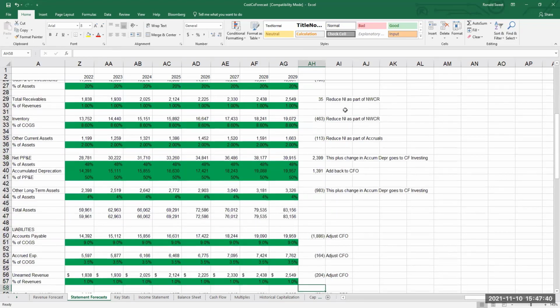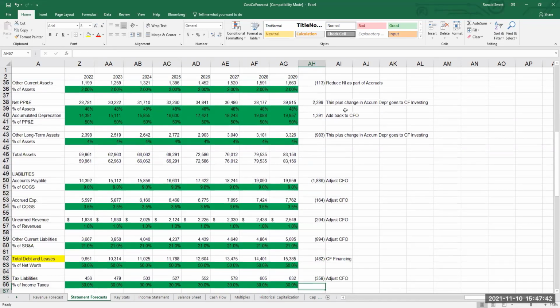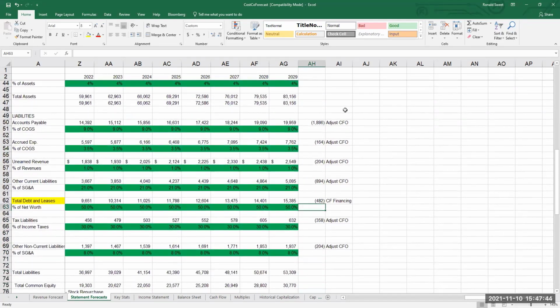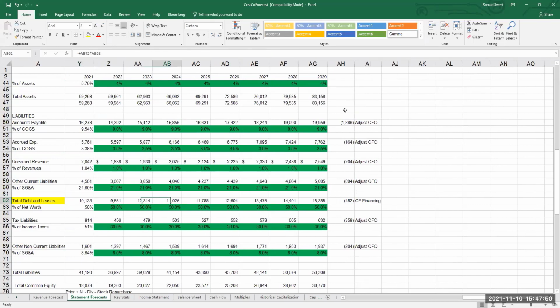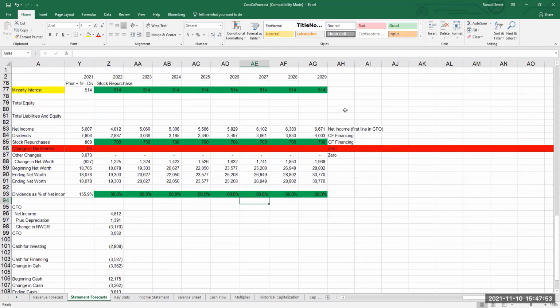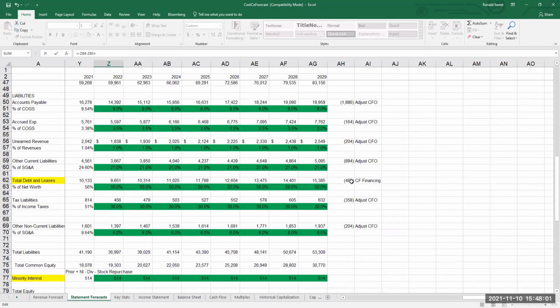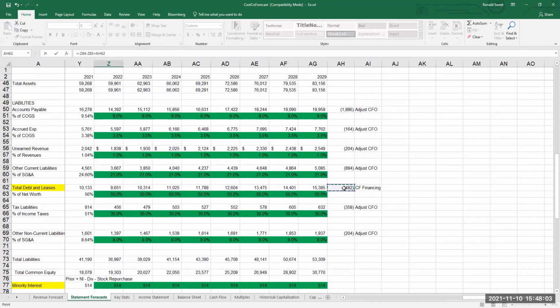So what did we do wrong? This is y'all's. So we here, the financing. Oh, we left out the 482, so we need to do that. So line 62, financing. We said we add that number. So if debt declined, then we must have paid some debt off. So that's a cash outflow.